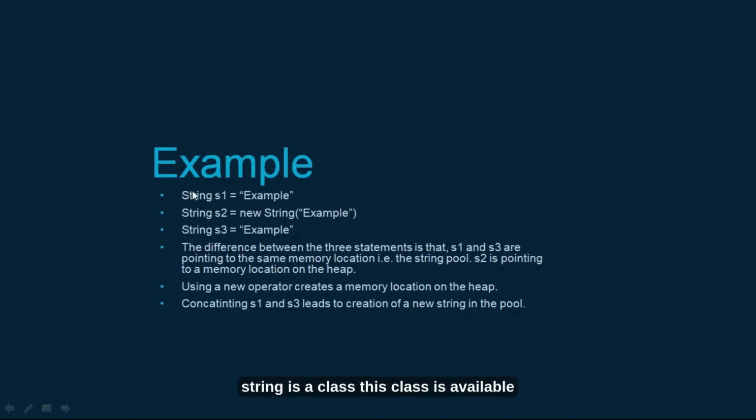Suppose you have String, which is a class. This class is available in the java.lang package. Object is the parent for everyone. So String is one class. s1 is an object reference variable, and with the assignment operator, the value is "example". So what will happen? This particular value will take a place in the string constant pool.